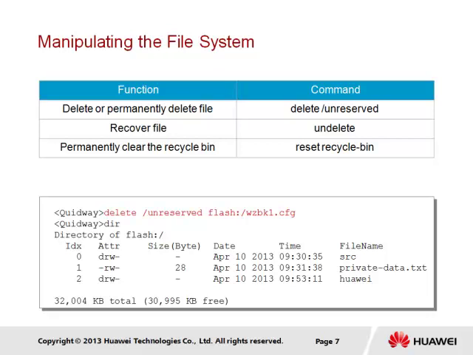The command that is used to retrieve a file that's been deleted from the recycle bin is the undelete command. If it is wished that the file be permanently deleted, the delete command together with the unreserved parameter should be used. A file in the recycle bin can also be permanently deleted using the reset recycle bin command. The example here shows the use of the delete command to permanently delete a configuration file in the flash storage device. The dir command verifies its deletion.